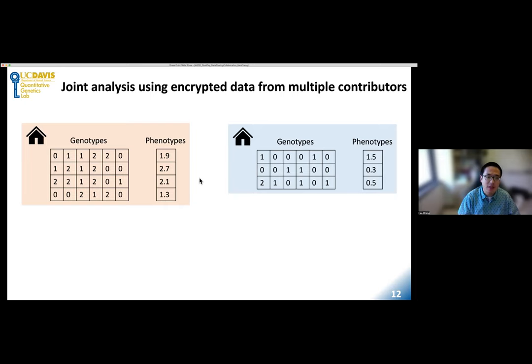This is an example, really. So let's say we have two companies, or two contributors. This is one, this is another one. It's a tiny example.